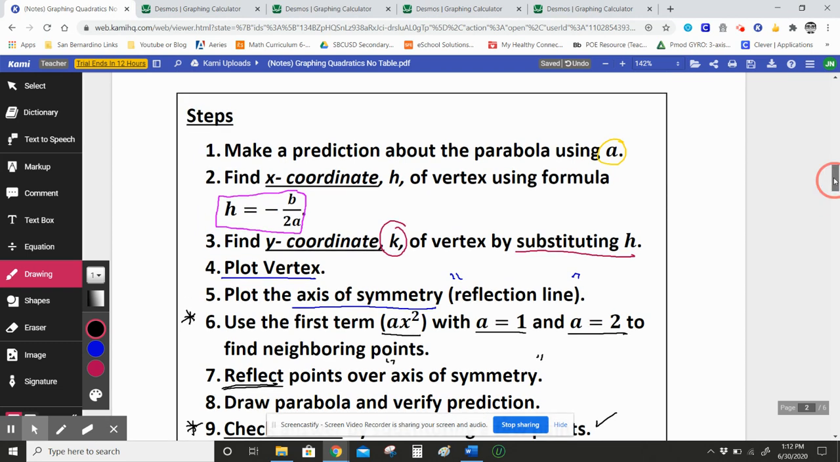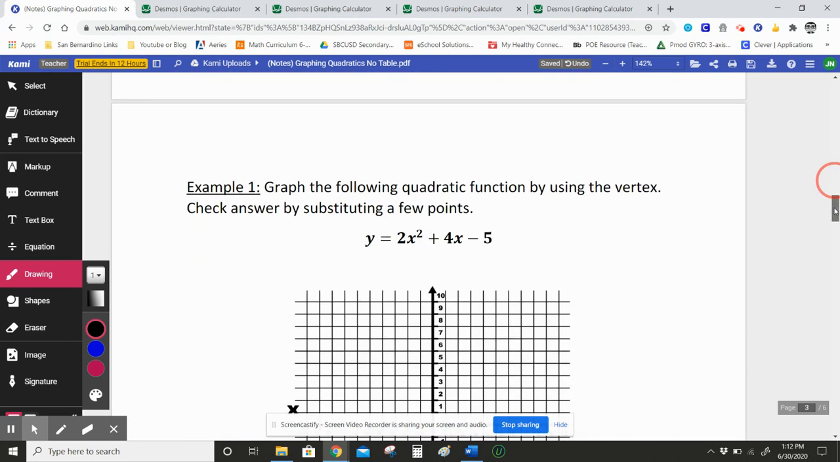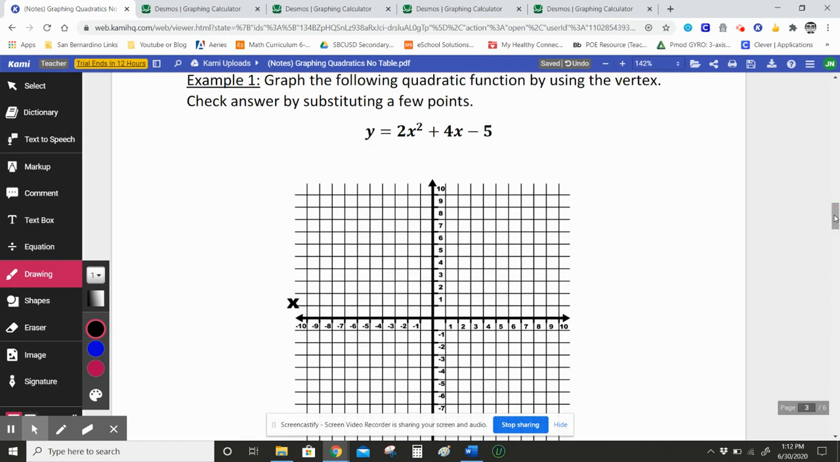So, okay, here we go. Let's do an example. Example number 1. So they give you this random parabola, right? And they say, okay, graph it. They say, what is the graph of y equals 2x squared plus 4x minus 5? So let's start with the beginning. So step 1 is to make a prediction. Oh, that's an ugly one. So step 1, make a prediction.